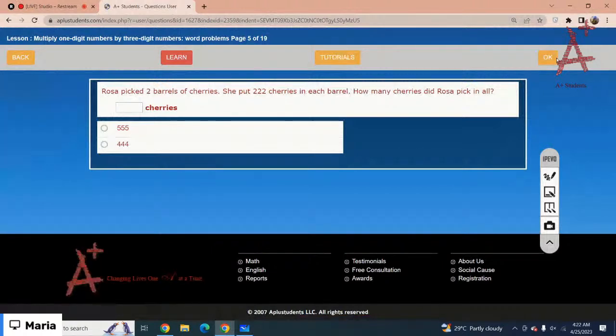Rosa picked 2 barrels of cherries. She put 222 cherries in each barrel. How many cherries did Rosa pick in all? So you have to do 222 times 2. So which is the correct option? Very good. That would be 444.